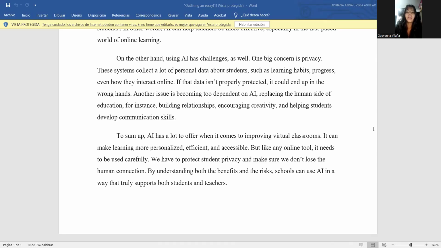Therefore, we ended the essay with a reflection on the balance between technology and human contact. The outline was very helpful in organizing this conclusion because it clearly outlined the three main elements. We needed to include a clear restatement of the thesis of the essay, a brief summary of the most important arguments, and a concluding sentence that leaves a thoughtful and powerful message.